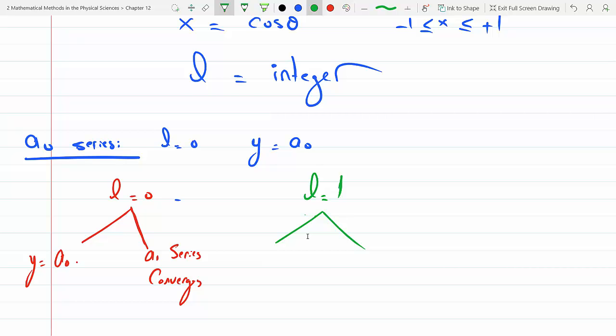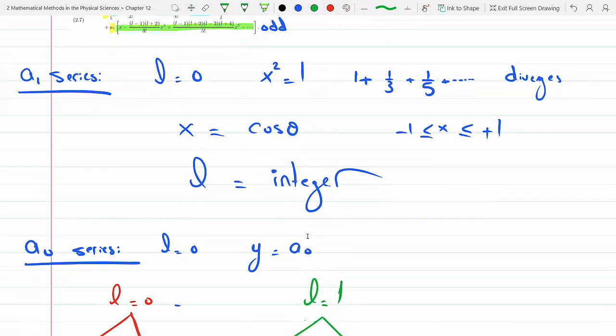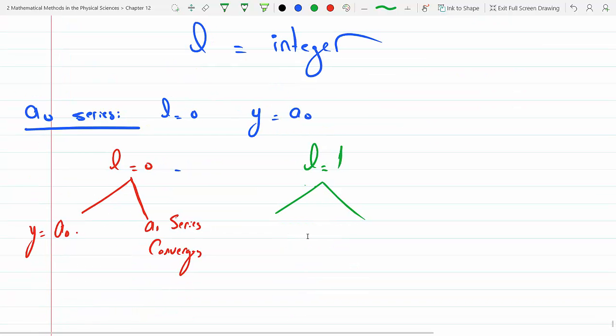If we look at the A0 series, now if you plug 1 into the A0 series, you get L times L plus 1, so those terms are increasing, and you could apply either test there and find out that the series diverges, right?